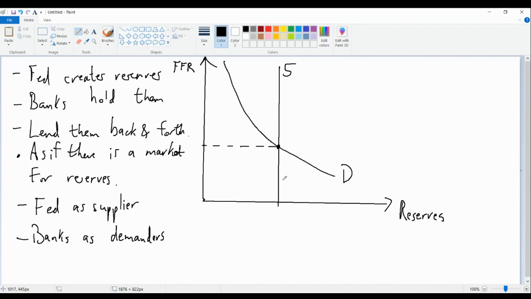However, there are two more elements that are going to make this more complicated. One is that there is a ceiling on the federal funds rate. There's a rate that it can't go above. How come? Well, the banks are borrowing and lending to each other in this federal funds market.